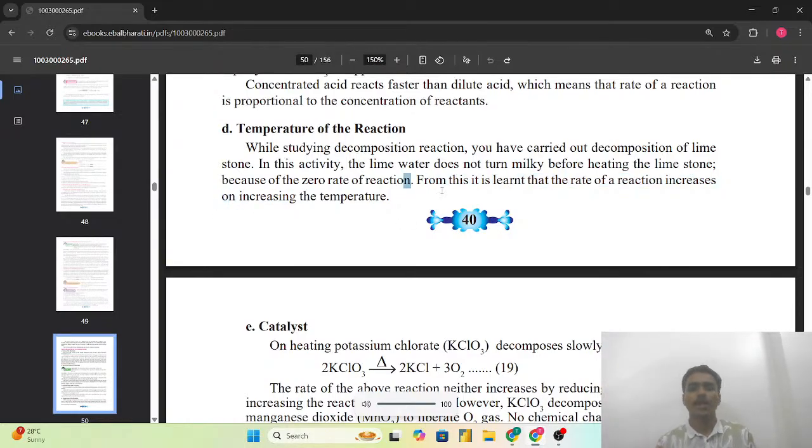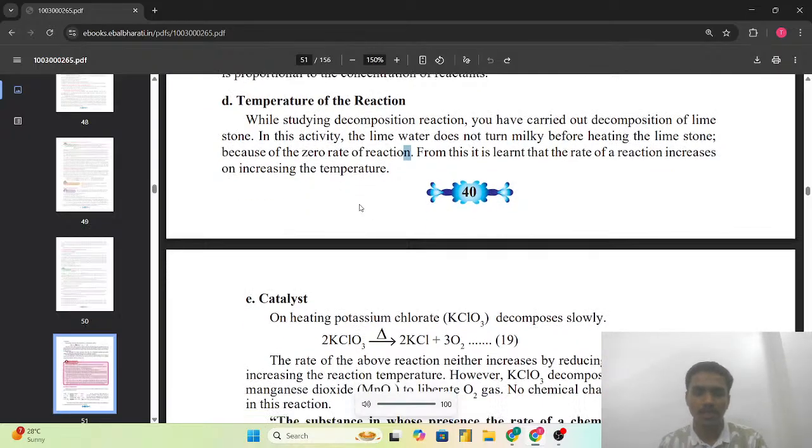So we are talking about the decomposition of limestone: CaCO3 when provided with heat leads to the formation of calcium oxide, and carbon dioxide gas is released. In that reaction, as we have seen, if we provide a small amount of heat, the reaction takes place at a slow rate. But if we increase the heat provided, so that the temperature of the reaction increases, that also leads to a faster rate of the chemical reaction.